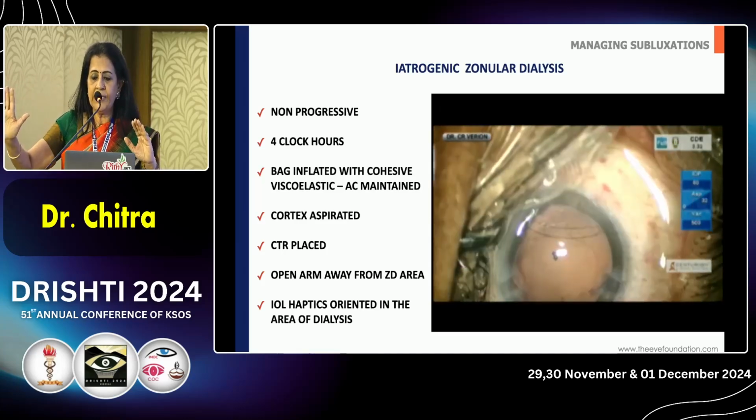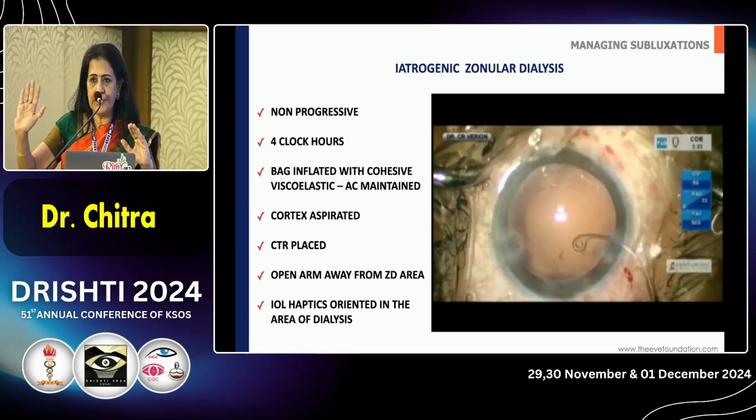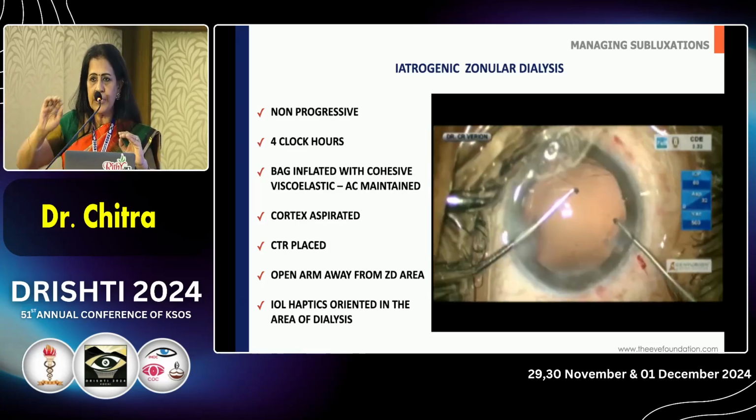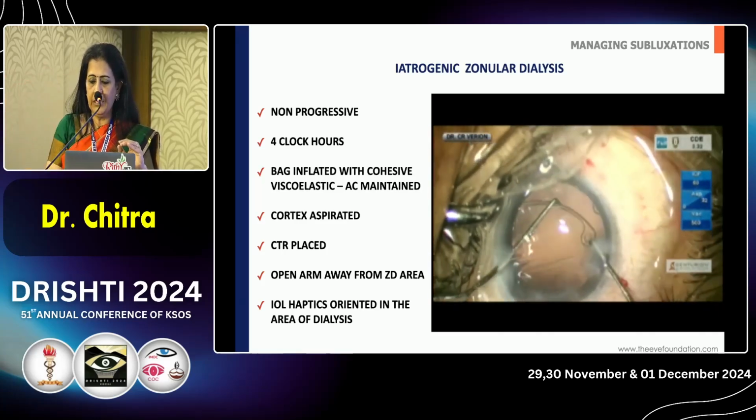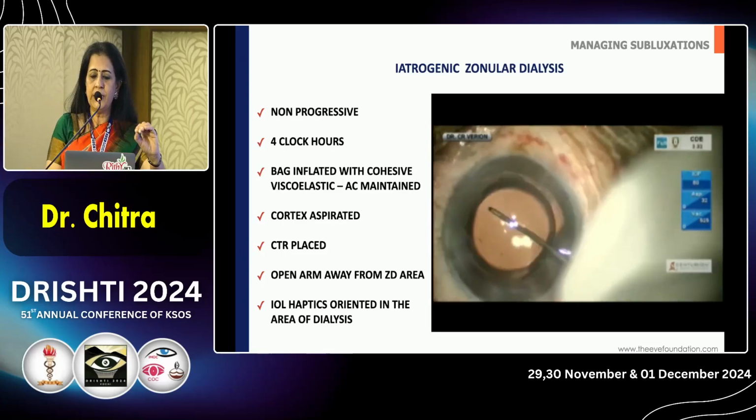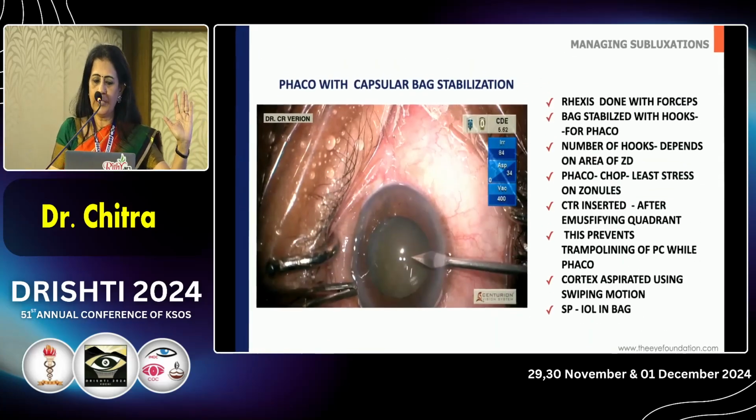You could have placed the CTR, but it always makes sense to place the CTR late. Remove the cortex, keep checking whether the dialysis is not increasing, and then tuck in your CTR and then place the lens. Now, that's all there is to it.